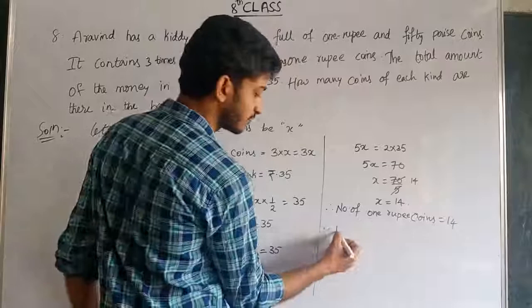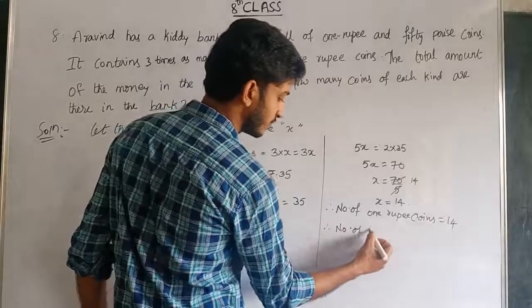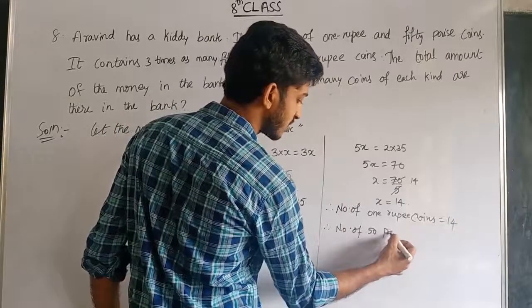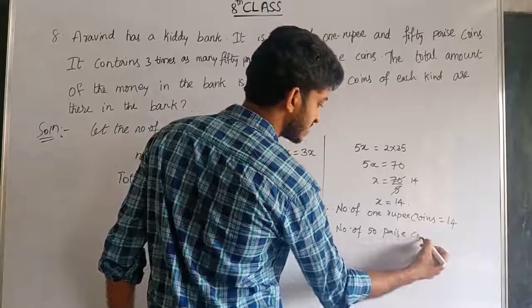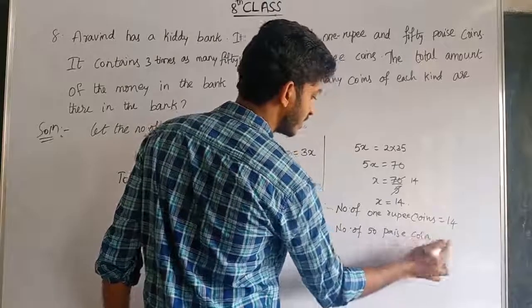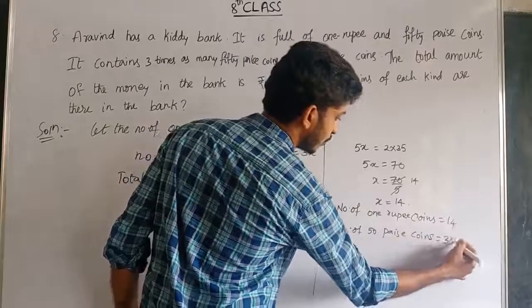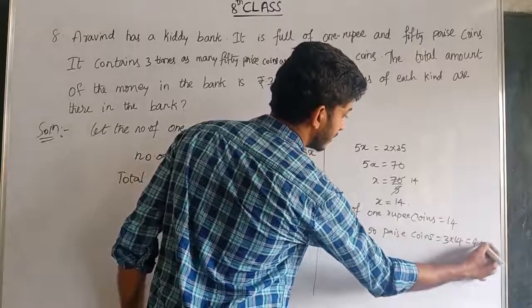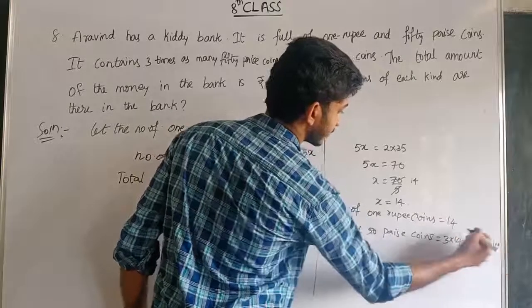Then the number of 50 paisa coins. How many 50 paisa coins? 3x means x equal to 14, so 3 into 14, that equals 42 coins. Okay.